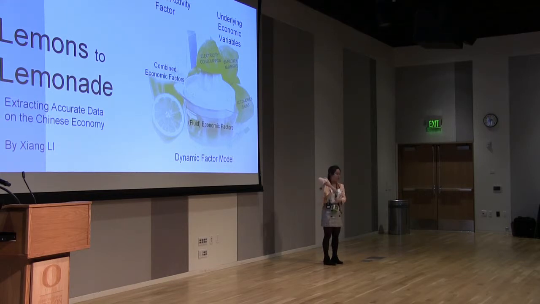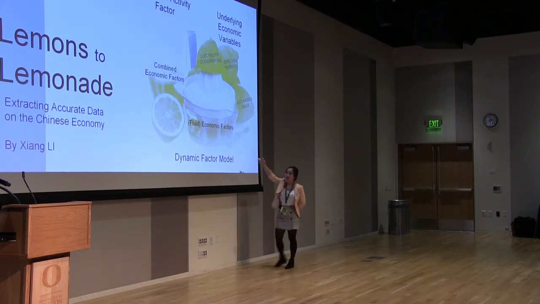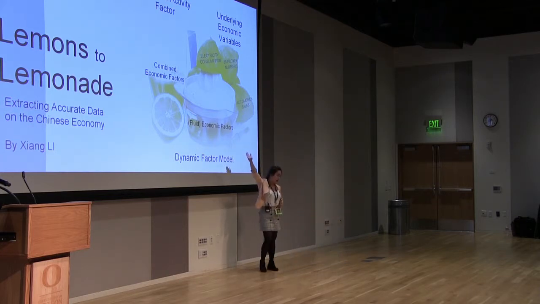So I juiced each individual lemon, and then I combine all those individual juices into one measuring cup, and that combination becomes the economic activity factor. The fluidity of this factor is what makes it dynamic.